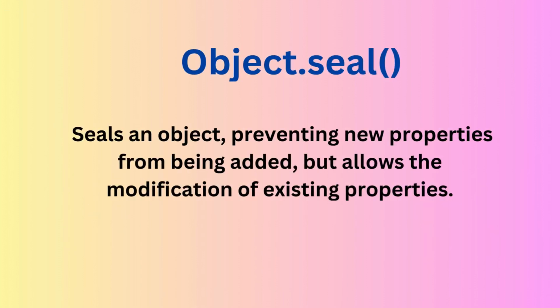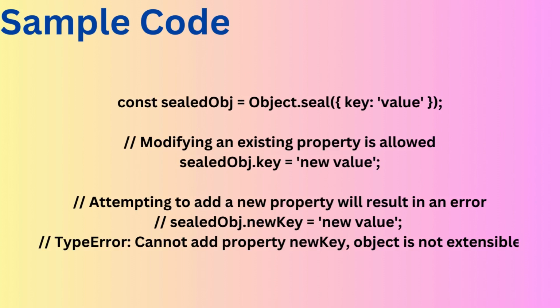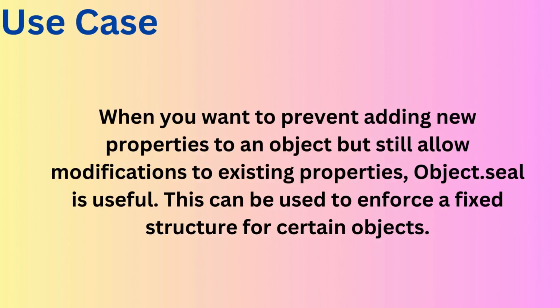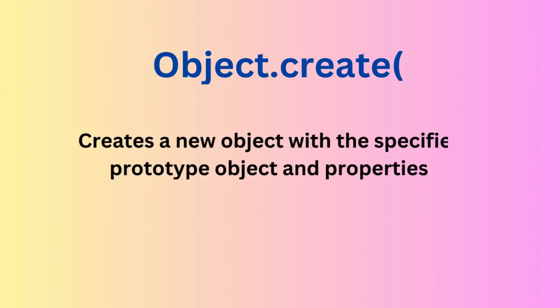Object.seal seals an object, preventing new properties from being added, but allows the modification of existing properties. Use case: when you want to prevent adding new properties to an object but still allow modifications to existing properties, Object.seal is useful. This can be used to enforce a fixed structure for certain objects.